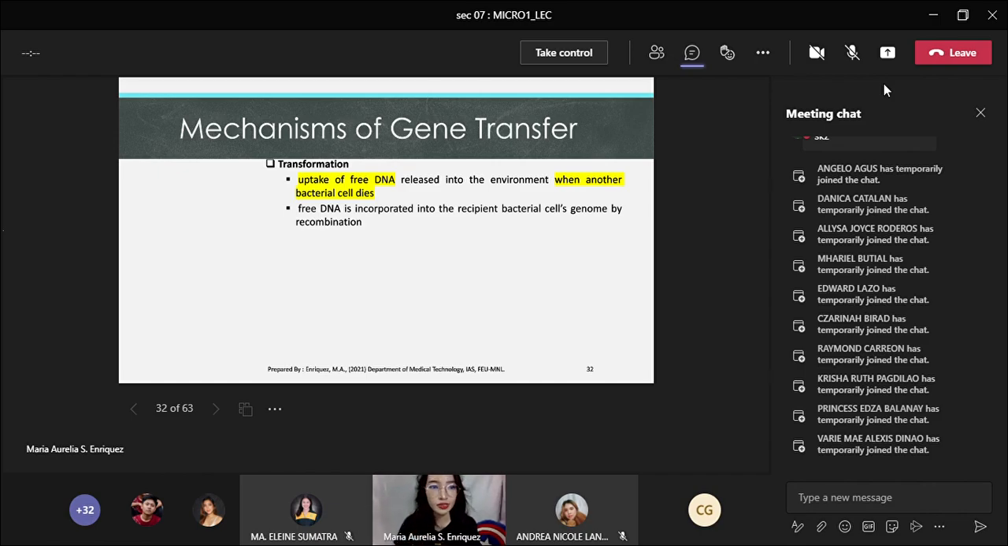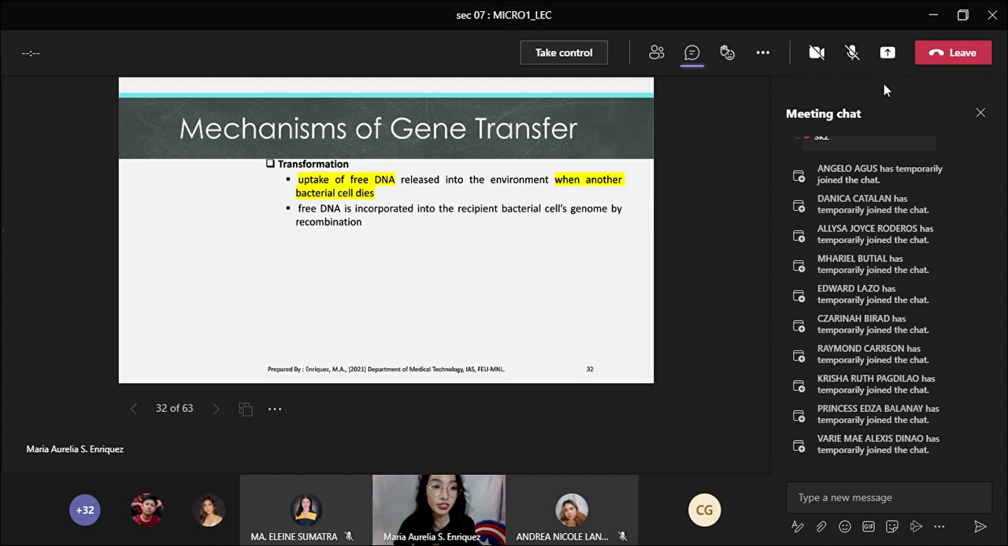Okay, so does anybody here play PUBG or any other games with the same rules as PUBG? Di ba po, kapag may player doon na namatay, you can loot their bag. You can take their things when they die. So parang ganun din po yung konsepto ng transformation. When one bacterial cell dies and another bacterial cell stumbles upon it, they can take the DNA that has been released into its immediate surrounding. Now, after taking that free DNA, they can incorporate this into their own genetic sequence by undergoing recombination.